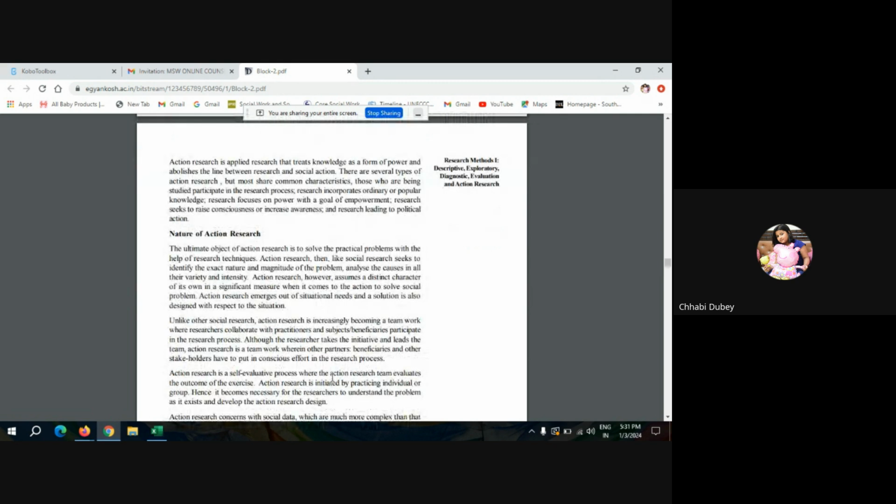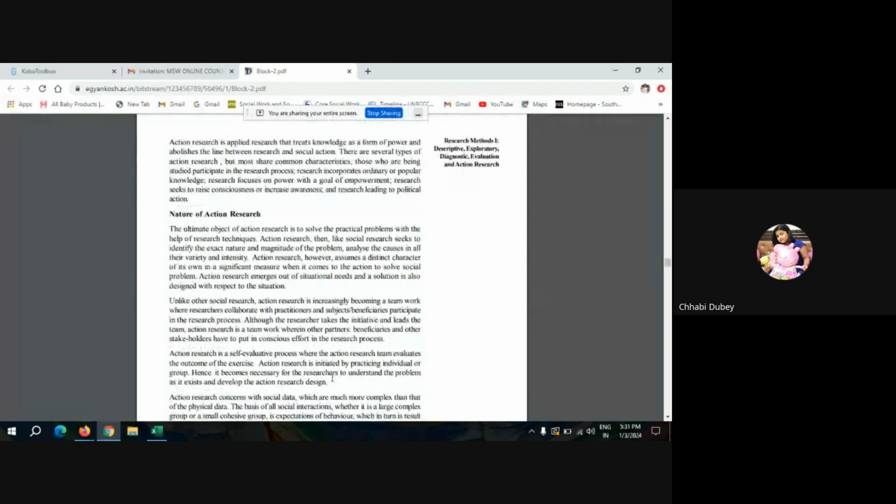Now we are going to understand the nature of action research. What is the ultimate nature of action research? Now, the ultimate objective of action research is to solve practical problems with the help of research techniques. And action research, like any other social research, seeks to identify the exact nature and magnitude of the problem. It also tends to analyze the causes in all their variety and intensity. However, it assumes a distinct character of its own in a significant measure when it comes to the action to solve social problems.